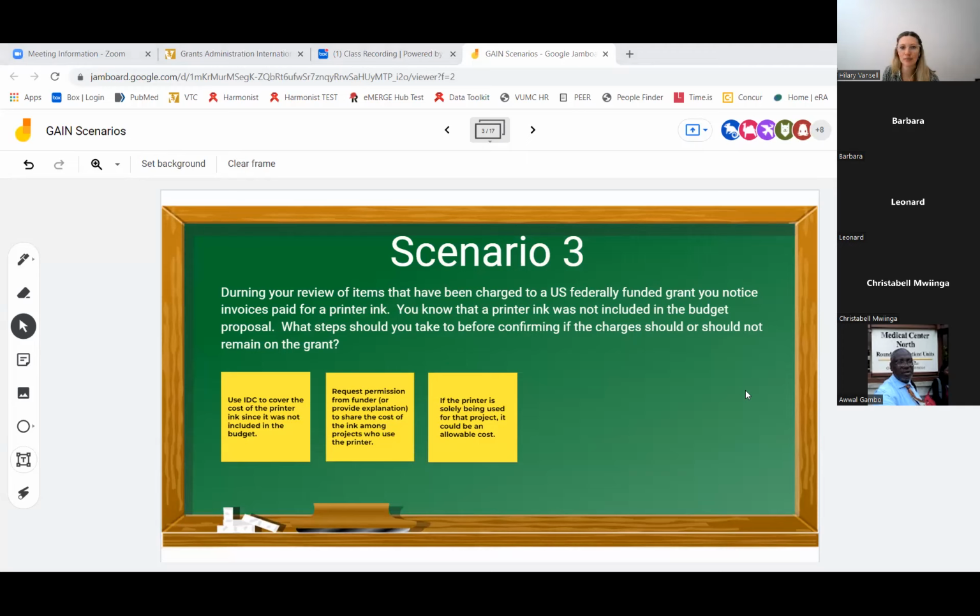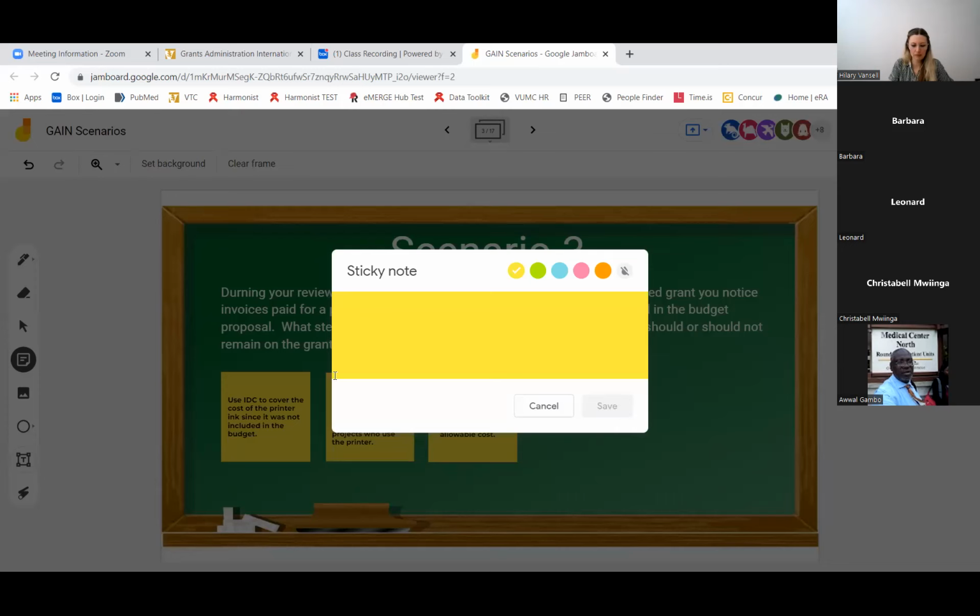Yes, I will first check if the printer was actually used for the project. I mean, the ink was actually used for the project. And if that is confirmed and we check the budget and find out that it is not an inclusive cost, maybe we can use the overheads to settle that. I don't know. We can take it out of the budget and send it to the overheads, the indirect cost.